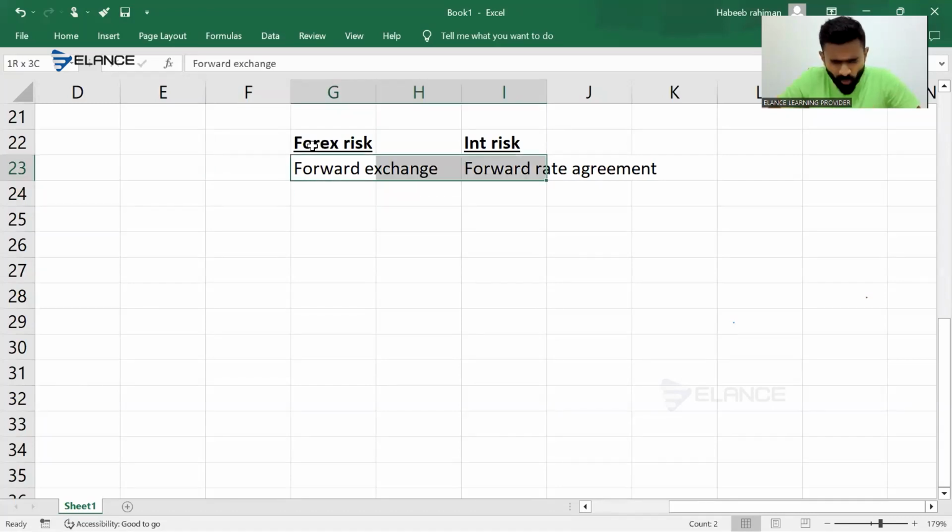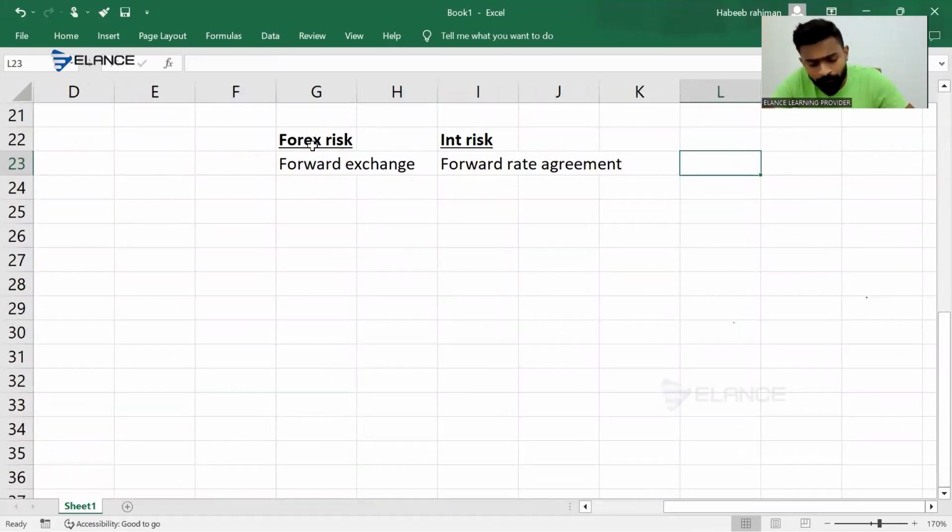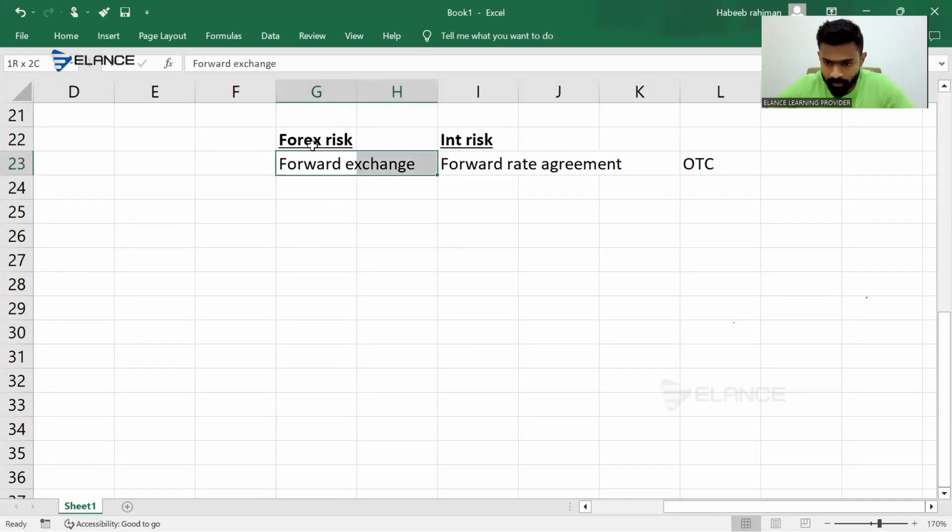If you enter into a forward exchange contract, or a forward rate agreement, whether it is a forex rate or interest rate, the expected future rate is going to be what? Locked. And both of these we will be entering into with a bank; they are over the counter. Is it okay?